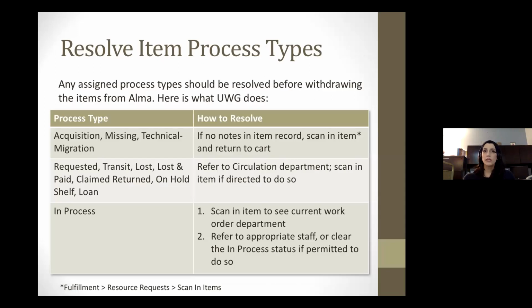Once you've done this, this is a really good opportunity, because process type is one of the fields in the report, to check to be sure that none of the items have a process type that needs to be resolved. In a lot of cases, this isn't extremely common. We've had a few where we've had missing items on the cart, so those have to be handled. Usually we just scan them in and then put them back on the cart. But if there are any other process types, on loan, on hold shelf, I mean, who knows what could happen, you'd want to have a chance to deal with those process types before you withdraw the item. So just keep an eye out for that. And here's how UWG resolves these issues if they come up.